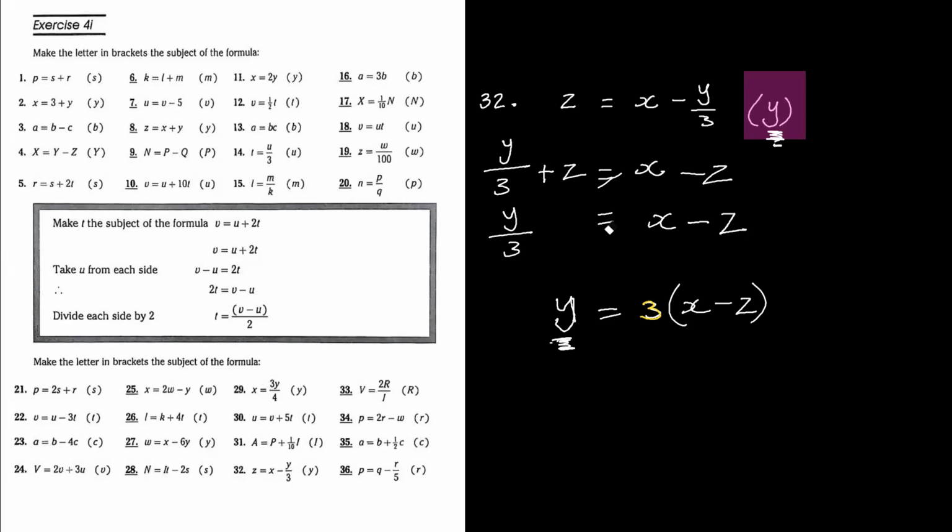We have y over 3 equals x minus z. Y divided by 3. To get rid of this division, to get rid of the 3, what we are saying is that we must multiply by 3 over 1. Because then it will be 3 into 3, 1, 3 into 3, 1. But whatever you do on this side, you have to also do on this side. So that's why you are multiplying by 3 over 1, which is exactly the same as multiplying by 3.